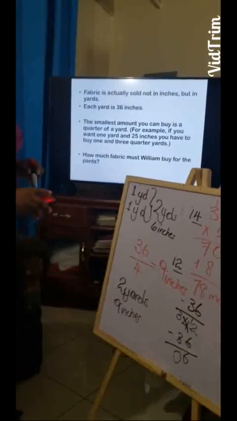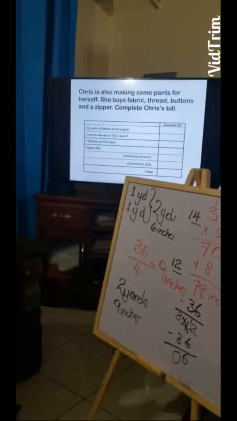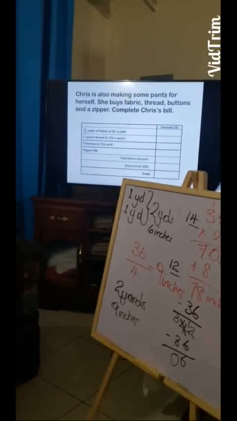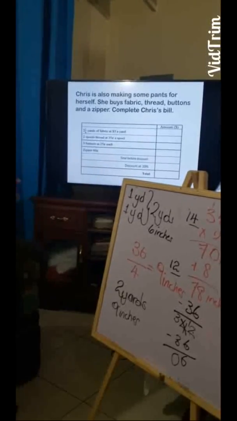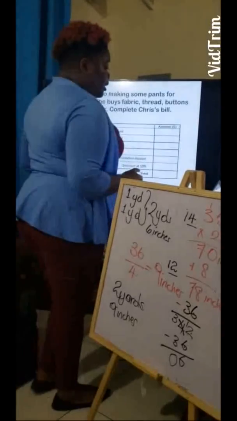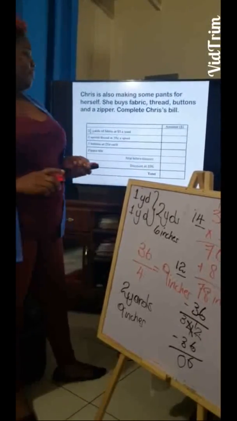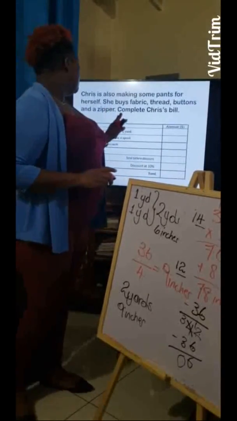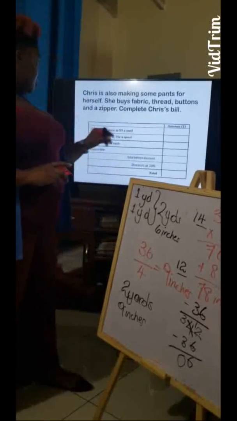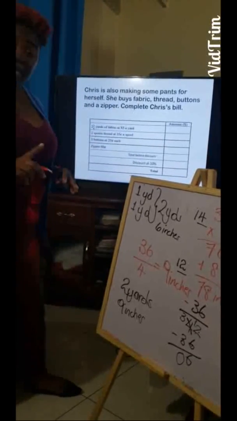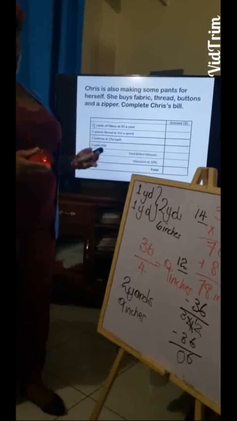Great job. It's nice working with y'all. Now, Chris is also making some pants for herself. She buys fabrics, thread, buttons, and a zipper. We want to complete Chris's bill. Now, Chris will buy 2 1/4 yards of fabric at $5 for a yard. Let us see if we can calculate that.